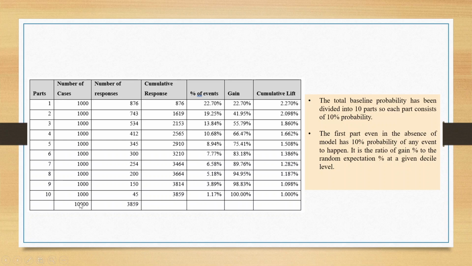There are 10,000 cases. They have been divided equally into 10 parts. So each part consists of 1,000. The probability is again 100%, which is divided into 10. So 10%, 10%, 10%. So in the first part, out of 1,000 cases, the number of responses or the number of events occurred are 876. The cumulative events are 876 plus 743, 1619.